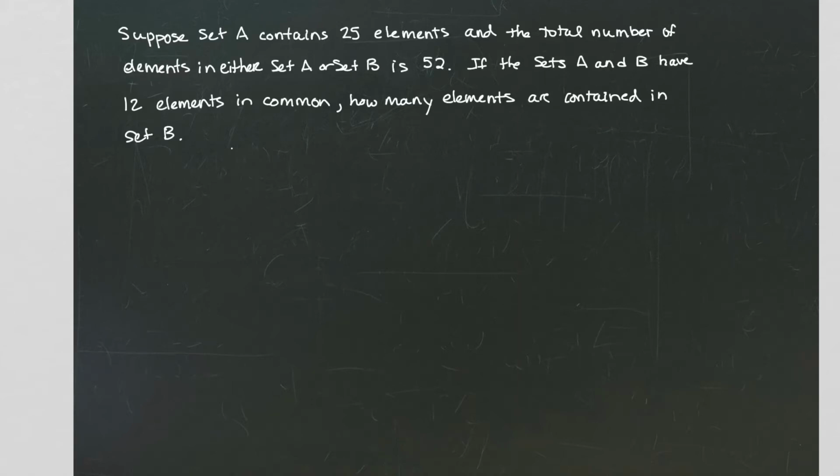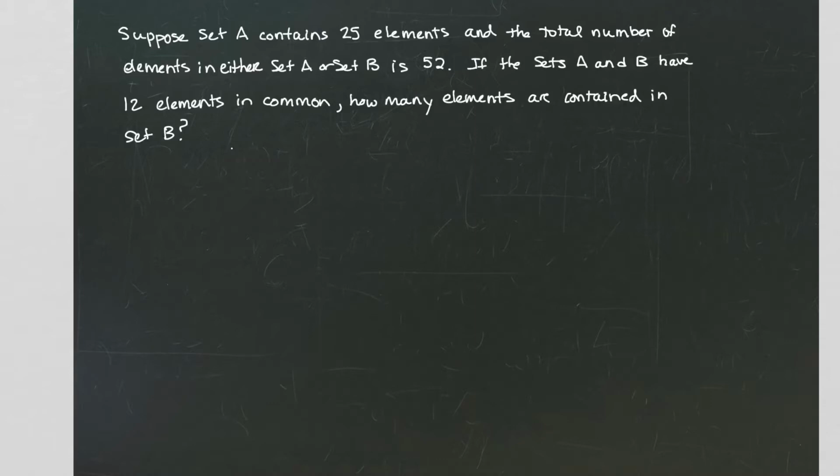Suppose set A contains 25 elements, and the total number of elements in either set A or set B is 52. If the sets A and B have 12 elements in common, how many elements are contained in set B? So, here we go. How do we do this?